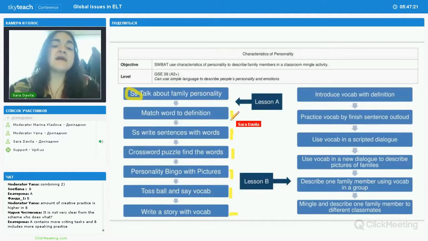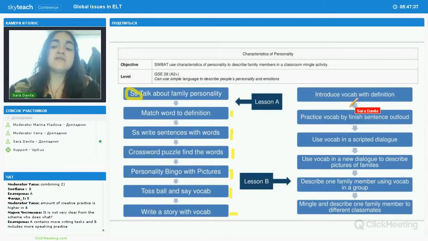What's happened here is I don't have any activities inside of lesson A that are supporting my students to use the vocabulary. I'm really focused on helping my students understand the vocabulary. This is very different from lesson B, where I have a lot of scaffolding.